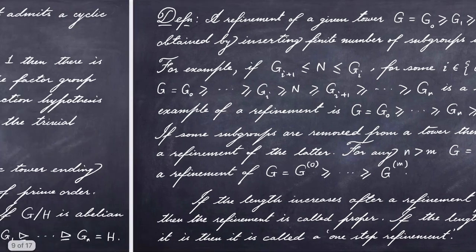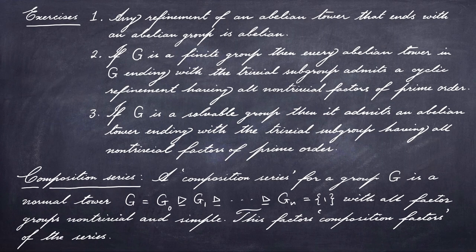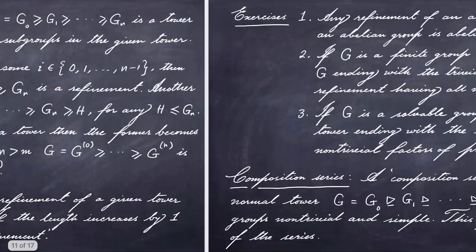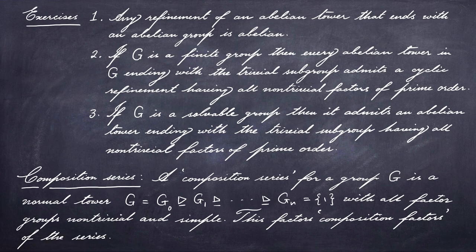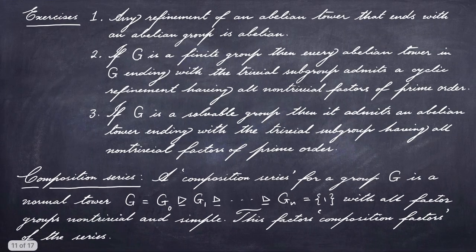So basically this is a combination of this exercise, and to do this you need to use this exercise, because once an abelian tower is given, you have to refine that in a way. In fact, this is basically rephrasing this exercise and nothing else perhaps. The third one says that if G is a solvable group, then it admits an abelian tower with the trivial subgroup having all non-trivial factors of prime order.